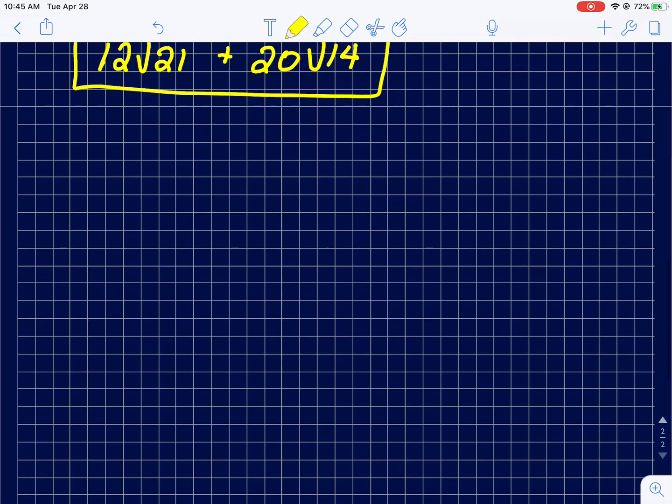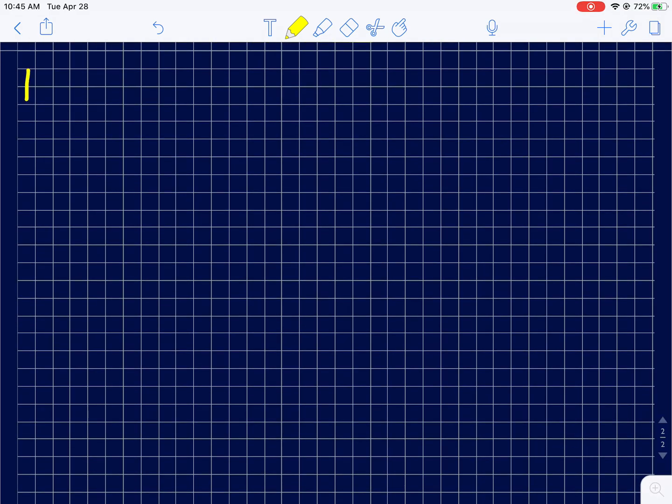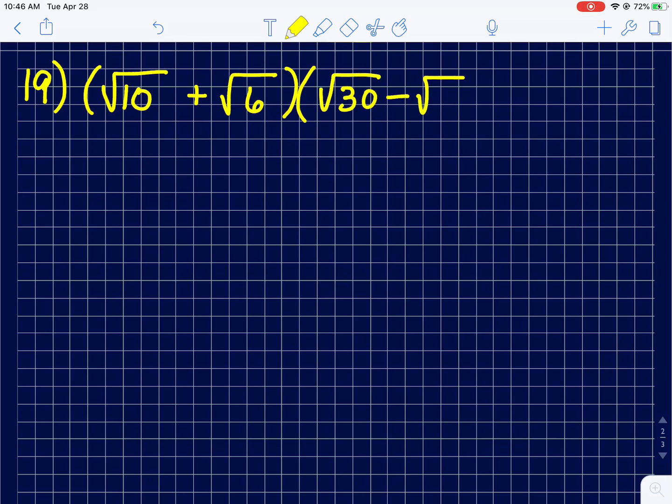Okay, the next one is going to be a box or a FOIL. I'm going to do both. So you can fast forward past the part that you don't need, but I'm going to do box and then I'm going to do FOIL. So it's parenthesis root 10 plus root 6, close parenthesis, parenthesis root 30 minus root 18, close parenthesis.